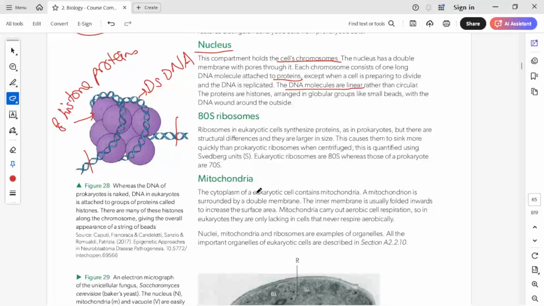The prokaryotic DNA doesn't have such histone proteins. It is simple circular DNA without any proteins.